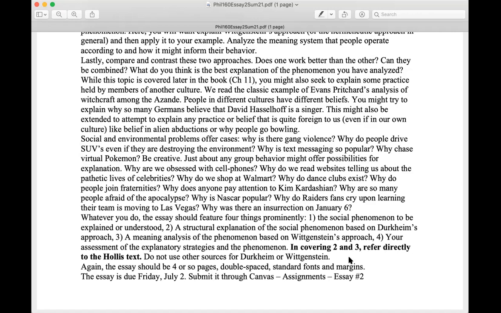Just our book, just the lectures that I've posted for chapters 5 and 7 are the ones in which you'll find this. Again, the essay should be 4 or so pages, double space, standard fonts and margins. I didn't put double space on the first handout. I'm sorry, I got a lot of emails. Friday, July 2nd is the last day of the summer session, so that's when the essay is done. Do submit it through Canvas, assignments, essay number 2. So again, hopefully having walked through the handout in a short video segment is helpful.